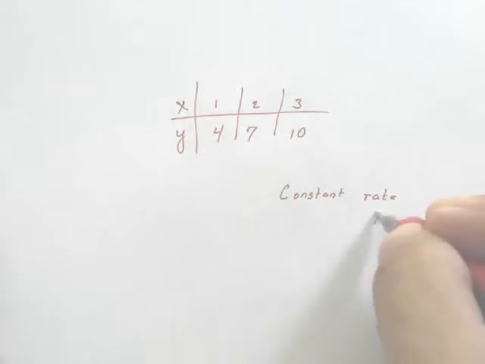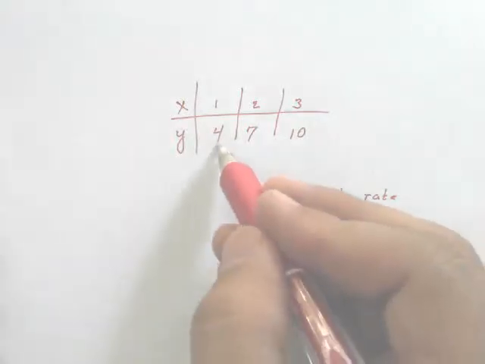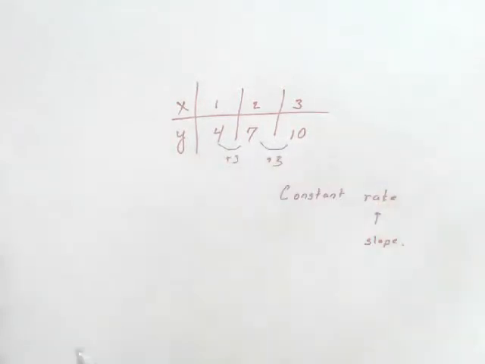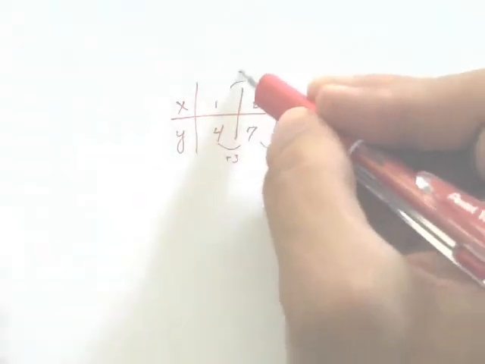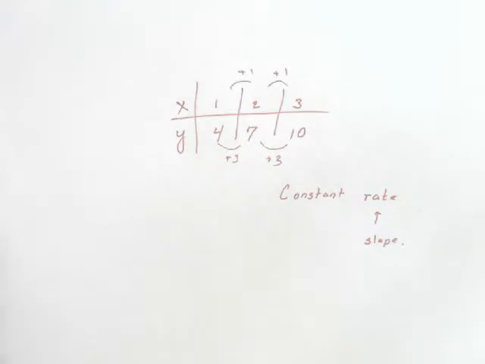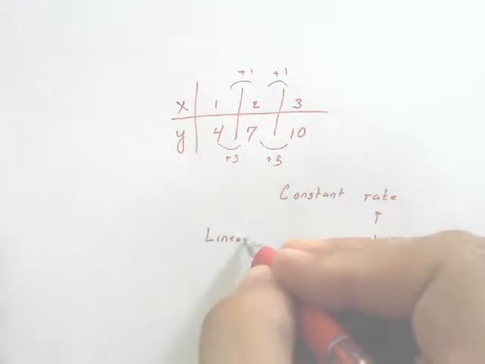And we also refer to rate as the slope. And a constant means that it must be the same all the way across the table. Now, what we're looking for is, in order to get from one value to the next, what are we adding or subtracting? So in order to get from 4 to 7, we're adding 3. In order to get from 7 to 10, we're adding 3. In order to get from 1 to 2, we're adding 1. And in order to get from 2 to 3, we're adding 1. So since that is constant across the whole table, this is a linear table.